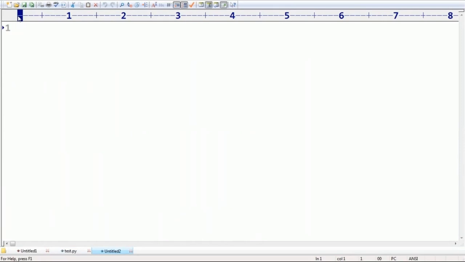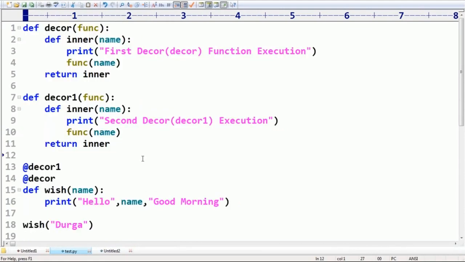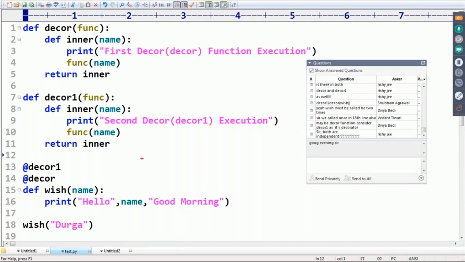The decor function is considered as decor one, as it's a decorator. Both are independent. My doubt is that both are decorators, right? I need to analyze one small thing. Rishi, Divya, Vedant, can you please observe that? My question is: first, which decor got executed? Decor one got executed.